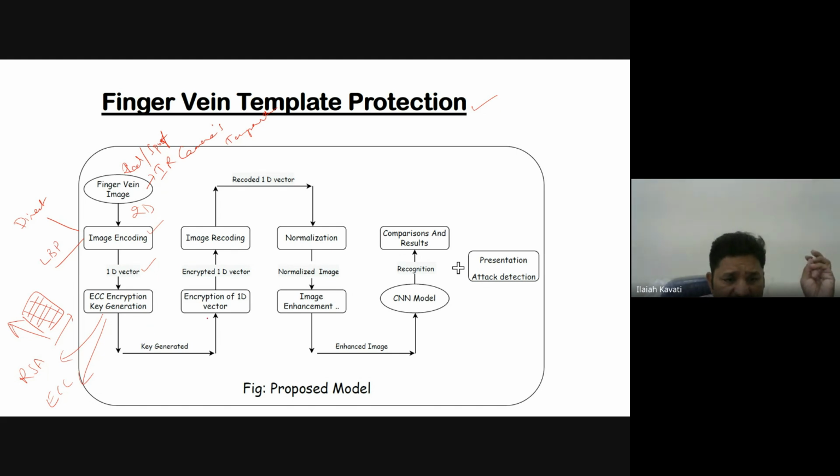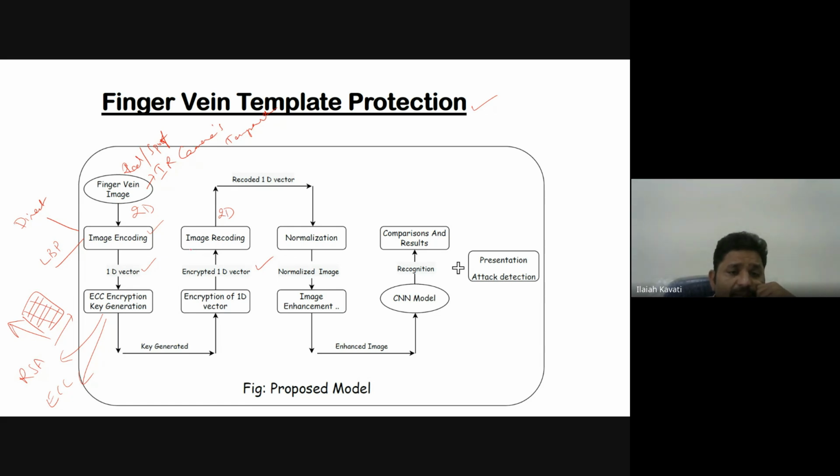Then we generated a key, and using that key we encrypted this 1D vector. Now this is the encrypted 1D vector, right? Then this 1D vector is again recoded into 2D, because to make it an image for encryption purposes we had just converted it into 1D.